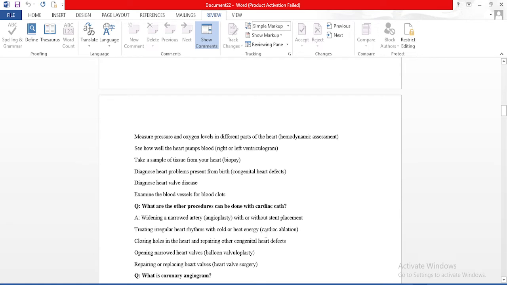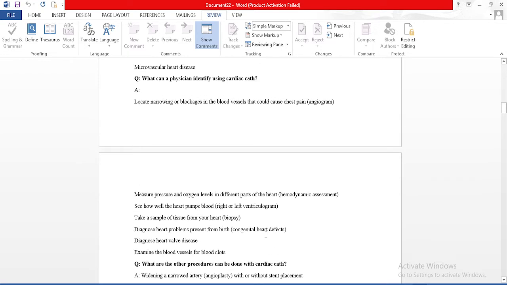Diagnose heart problems present from birth. Usually the conditions which are present from birth, we will call congenital heart defects. Diagnose heart valve disease. Examine the blood vessels for any type of blood clots. So using cardiac catheterization, the physician will get the exact structure of the heart and the function and pressure of the heart valves, and he may check how the heart valves are working to run the heart properly.